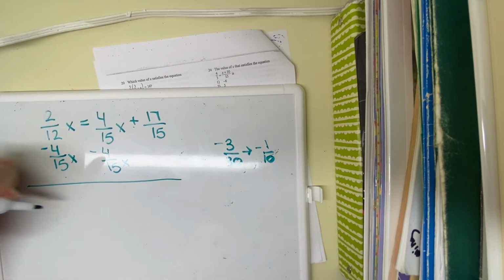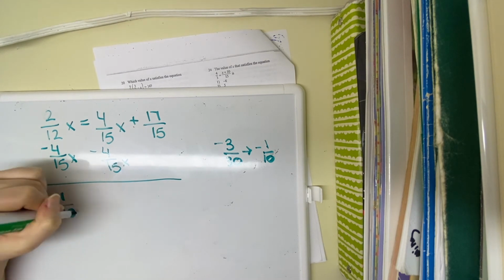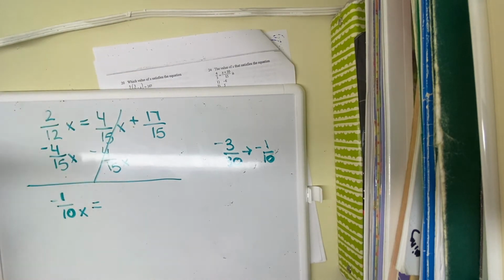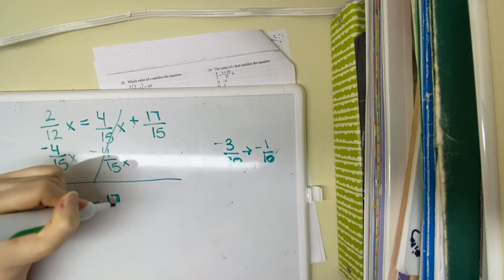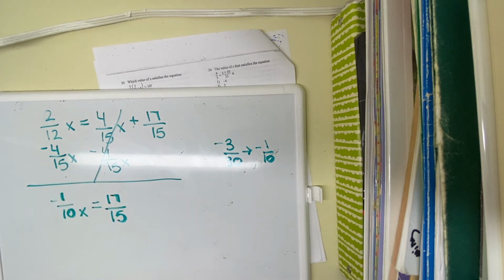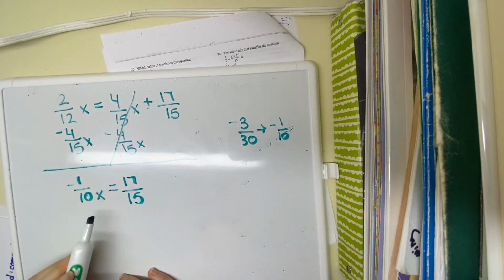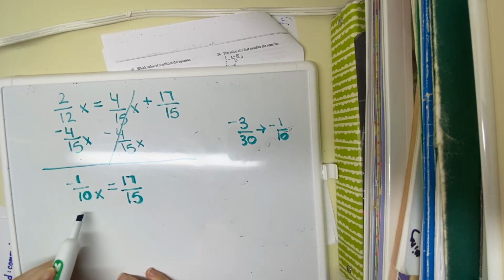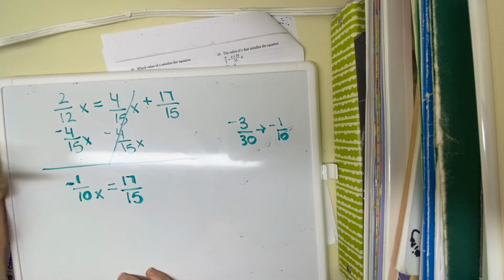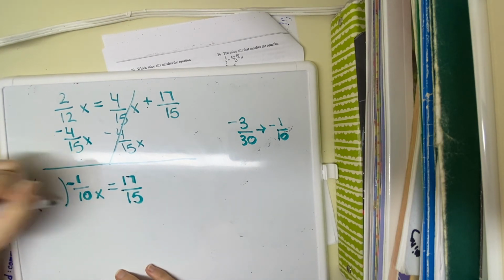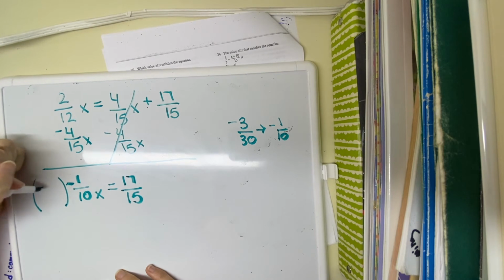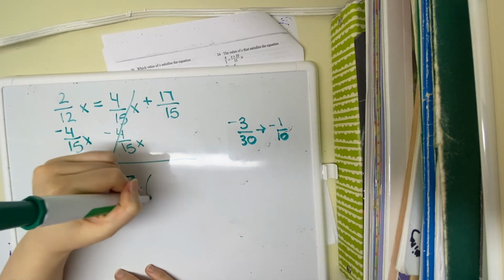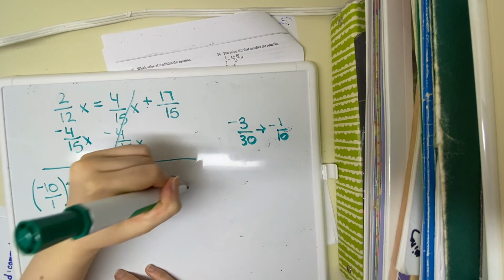So -1/10 x on this side equals, we can cross this out, 4/15 x minus 4/15 x is 0. And then we're going to equal that to 17/15. Now we're almost done. Now we just have to isolate x by getting rid of the -1/10. And we can do that by either dividing by -1/10, or we can multiply by the inverse or reciprocal. So we are going to multiply by the reciprocal. So that would be -10/1. And -10/1, you need to do it on both sides.